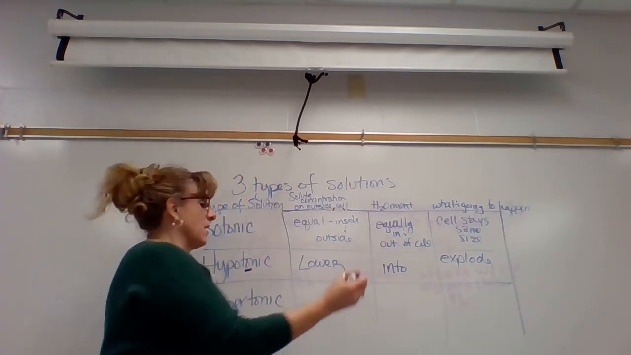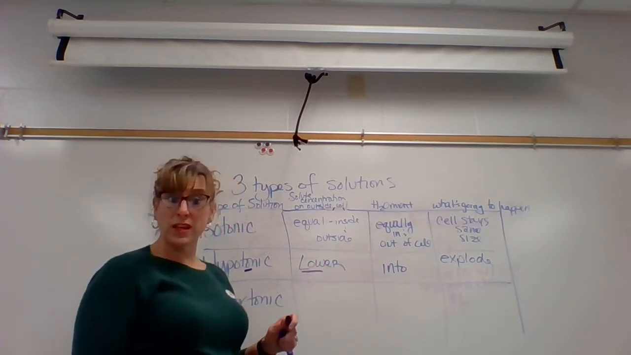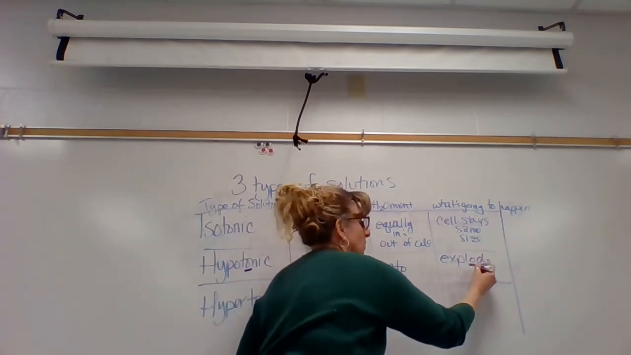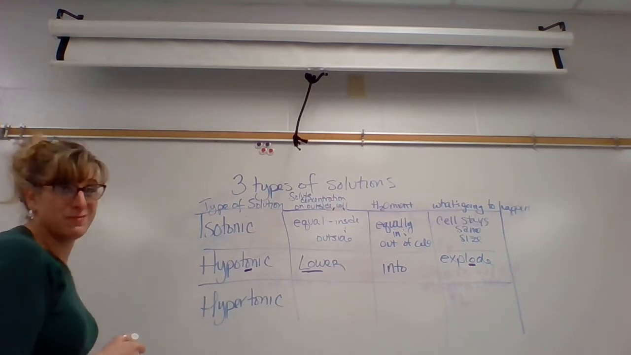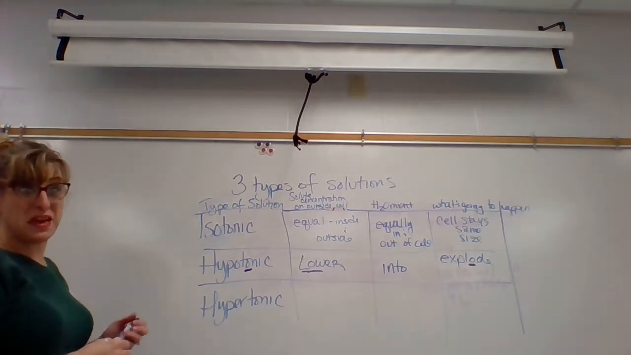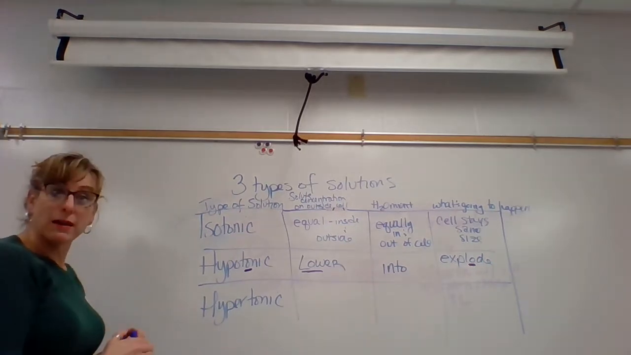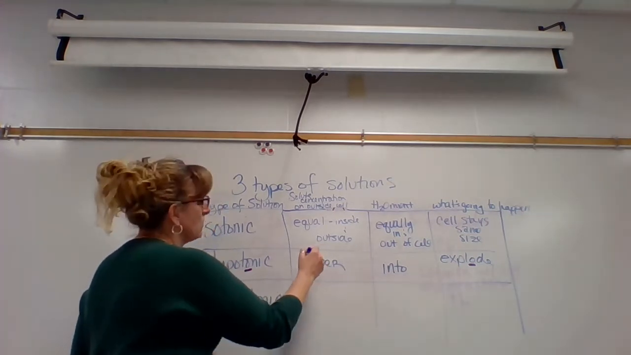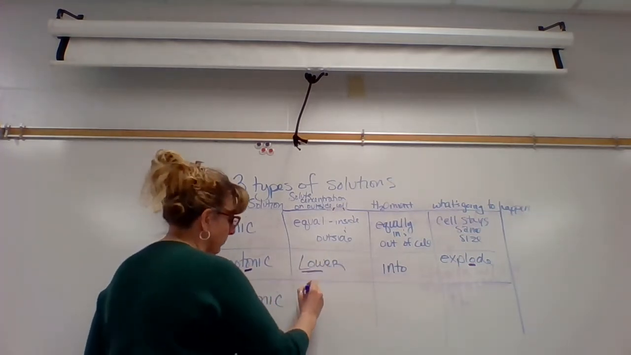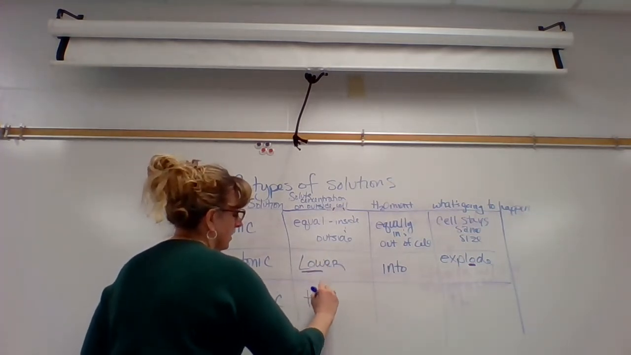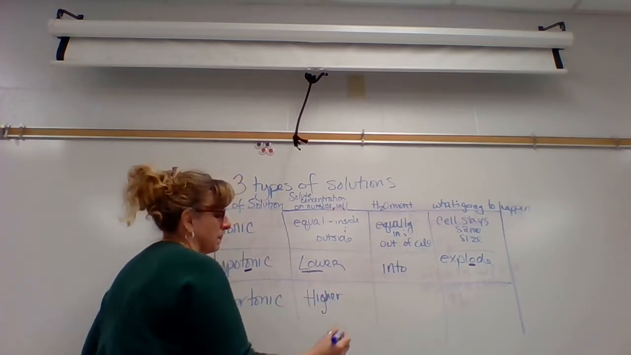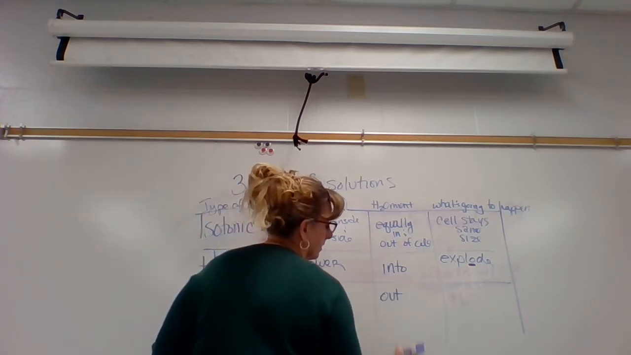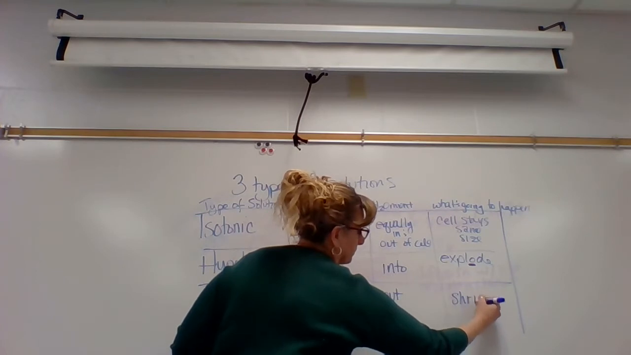Hypotonic, it's lower. And what's going to happen to the cell? The cell's going to explode. Okay? Bad. If you are a blood cell, that's bad. All right, hypertonic. So if it's lower in a hypotonic, you know in the hypertonic, the outside is going to be higher. Okay? It's going to move out of the cell, and the cell is going to shrivel.